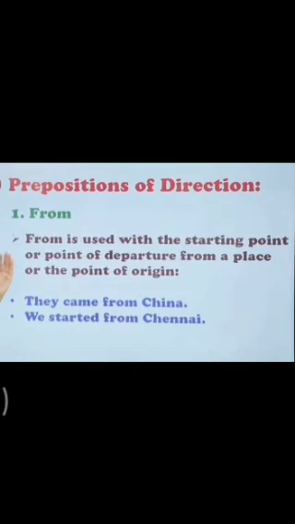Then come prepositions of direction. First we have from. From is used with the starting point or point of departure from a place or the point of origin. In the first example we have they came from China. So from here is used as a preposition because it is referring to some point. Then we have the example we started from Chennai. So it is telling us from where we have started, from Chennai.